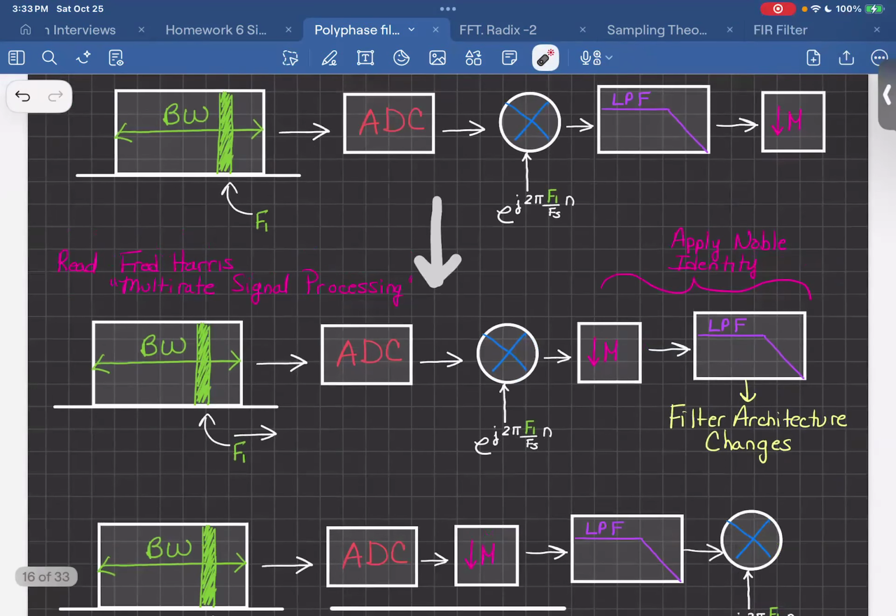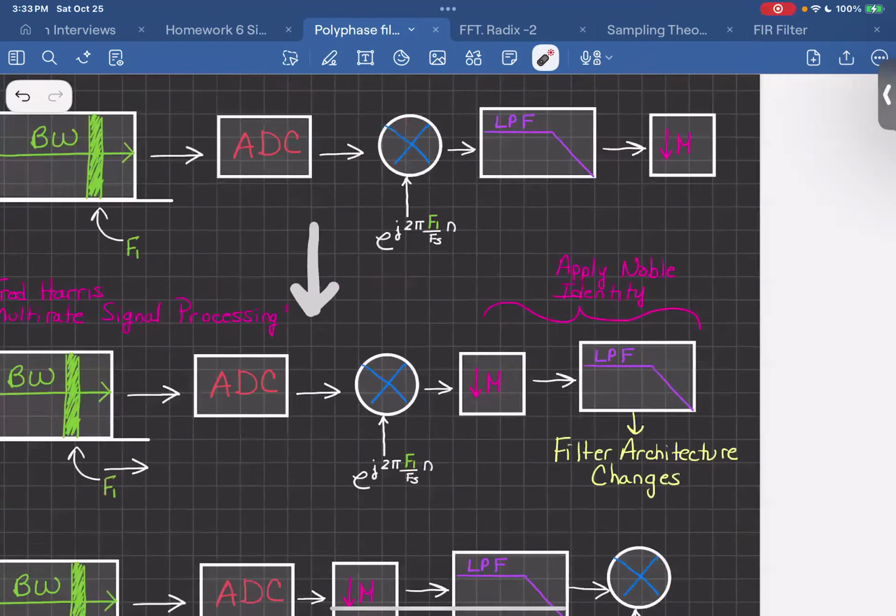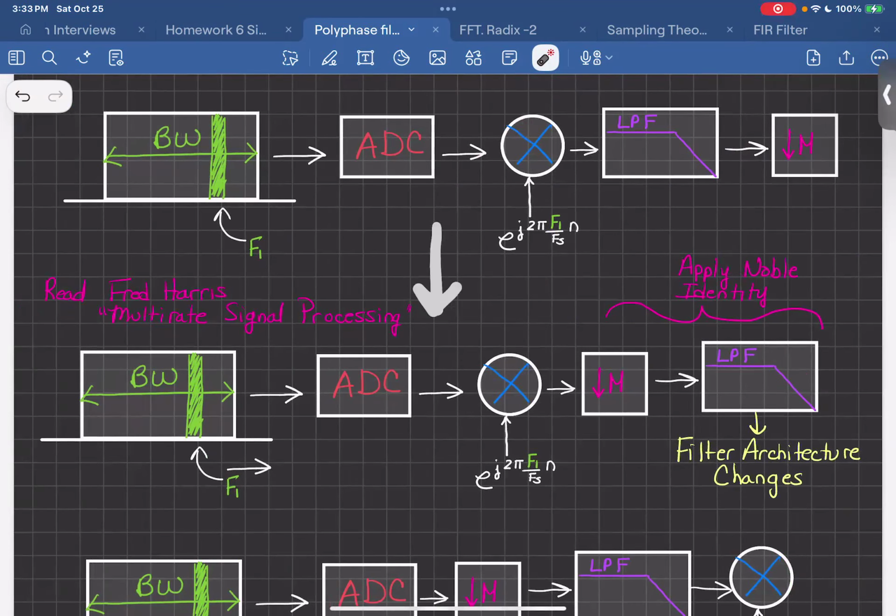Okay, so now we are looking at finding DSP techniques where we can leverage our skills and take the DDC into the polyphase filter bank. And what we find is we can apply the noble identity, and we can switch the order of the downsampler and the low pass filter.